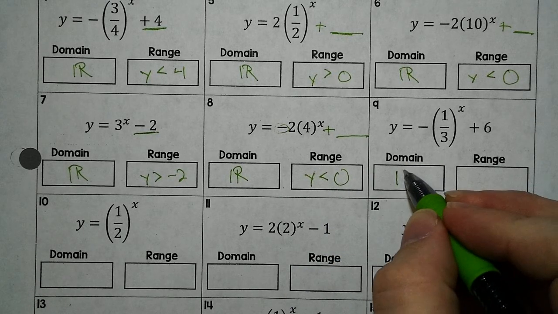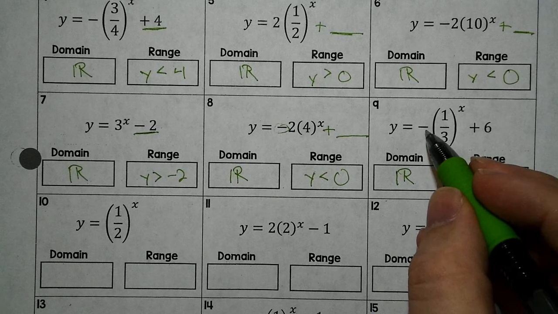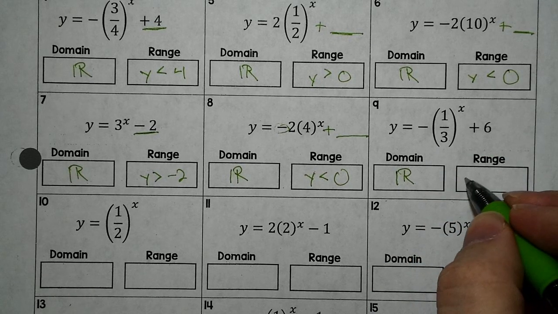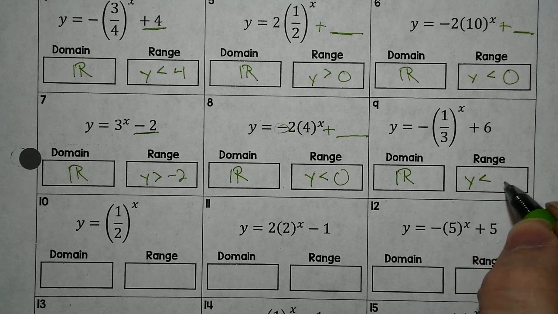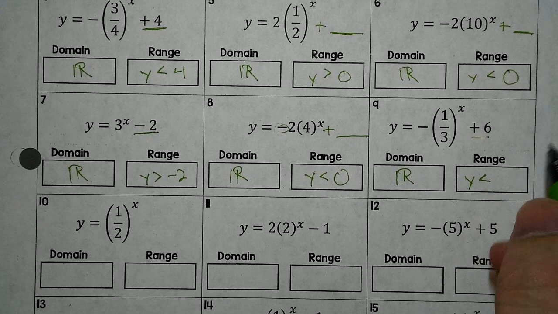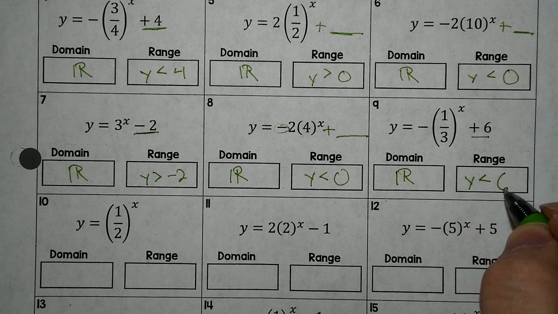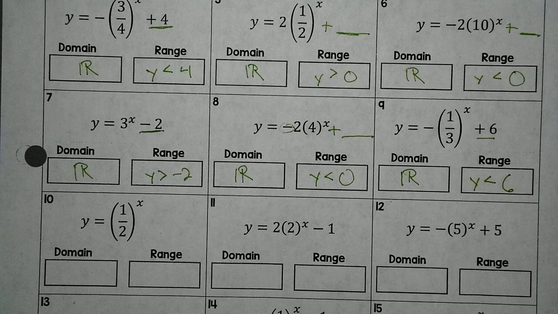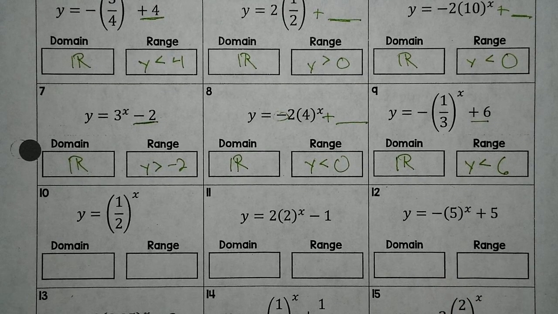Domain of number 9, all real numbers. Range, it's a negative, so we're comparing our y's. They're going to be less than our asymptote, which is at +6. So y's are less than 6. Starting to get the pattern here?